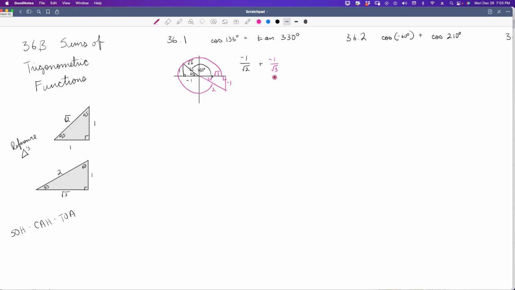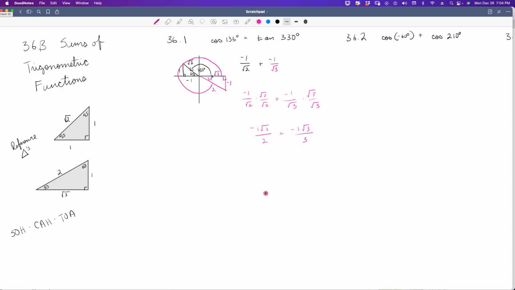So now I can just get rid of the radical sign in the denominator and try to simplify it as much as possible. So that's what we're going to do. So -1 over square root of 2 times square root of 2 over square root of 2 plus -1 over square root of 3 times square root of 3 over square root of 3. That's going to give me a -1 times square root of 2 over 2 plus a -1 times square root of 3 over 3.